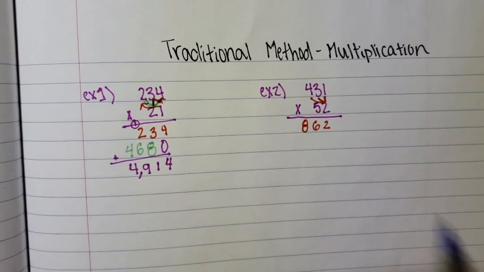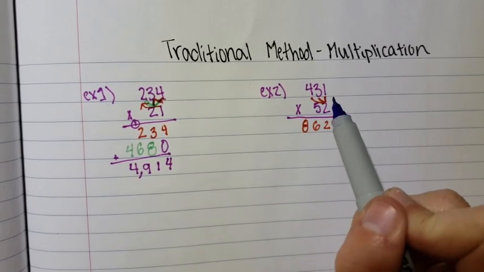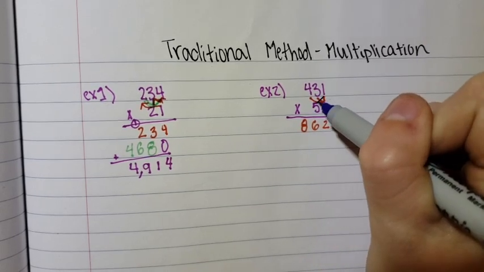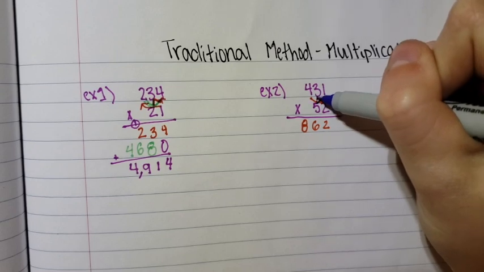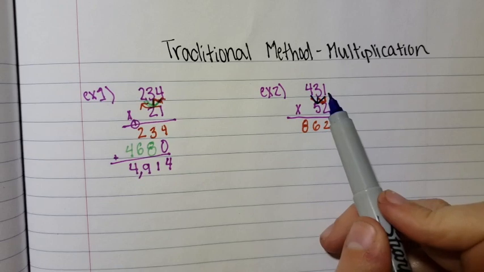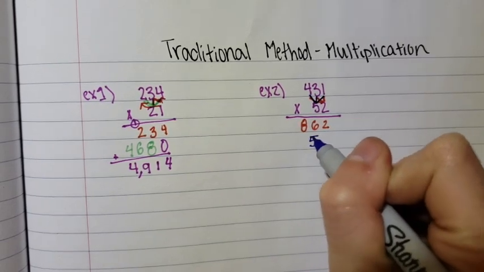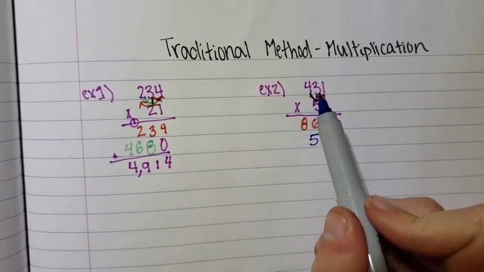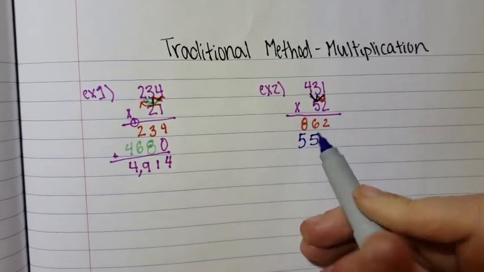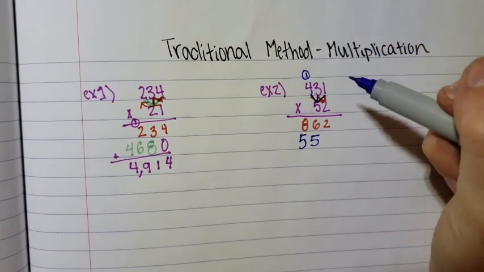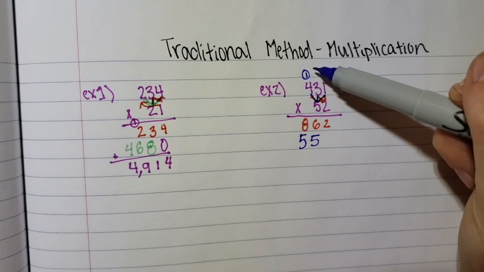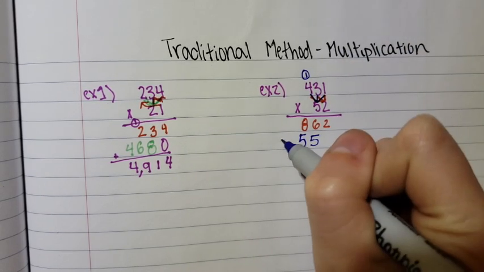Now we are going to move over to the 5, and you're going to multiply the 5 by every number on top as well. So 5 times 1, 5 times 3, and 5 times 4. So 5 times 1 is 5. 5 times 3 is 15. So this is where you're going to keep the 5 and carry your 1 of your 15. Now 5 times 4 is 20, and you're going to add that 1 from your 15. So it'll be 21.